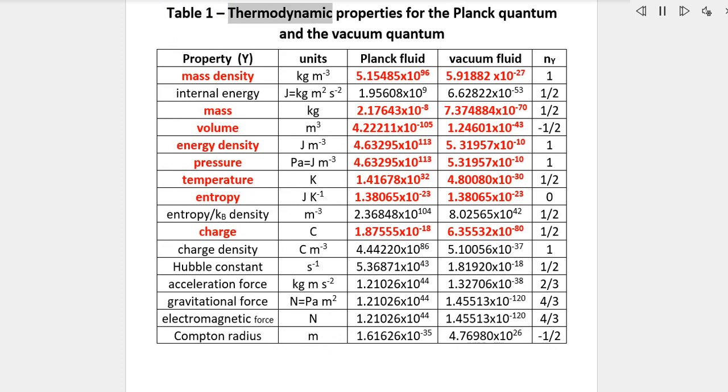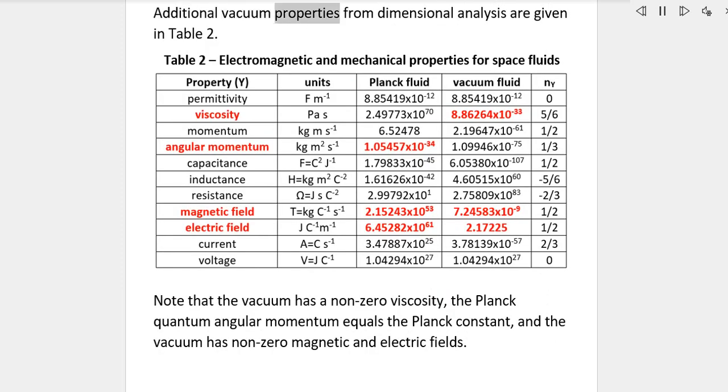Table 1, Thermodynamic properties for the Planck quantum and the vacuum quantum. Additional vacuum properties from dimensional analysis are given in Table 2. Table 2, Electromagnetic and mechanical properties for space fluids. Note that the vacuum has a non-zero viscosity, the Planck quantum angular momentum equals the Planck constant, and the vacuum has non-zero magnetic and electric fields.